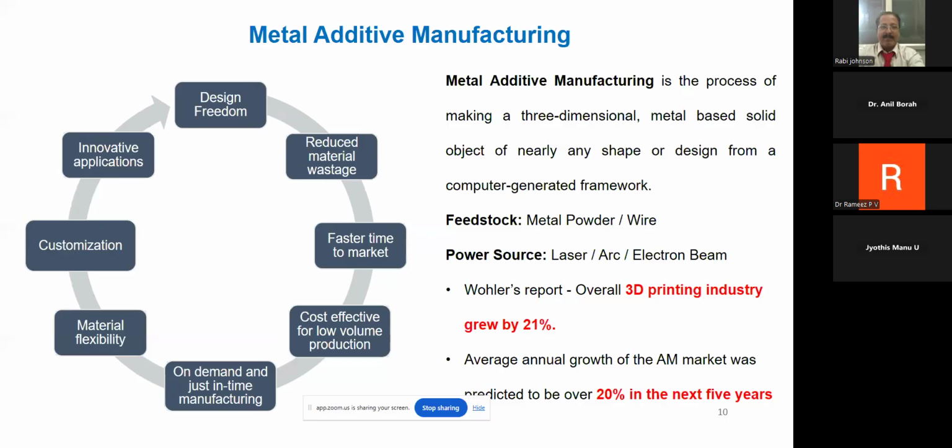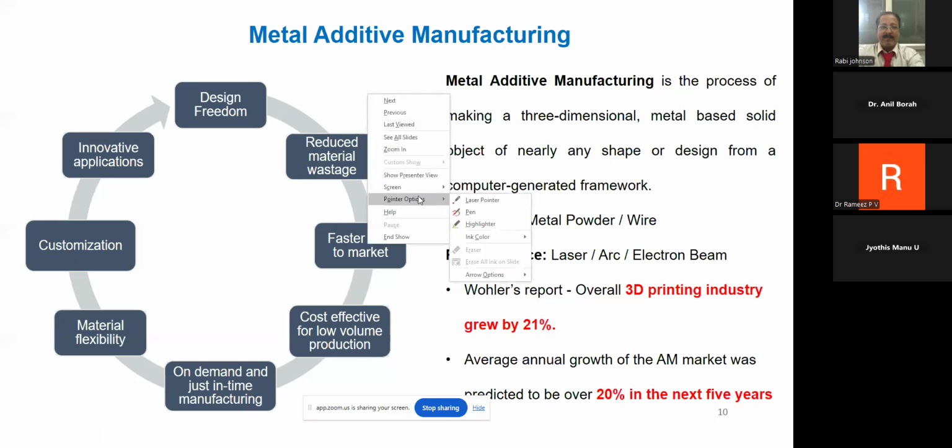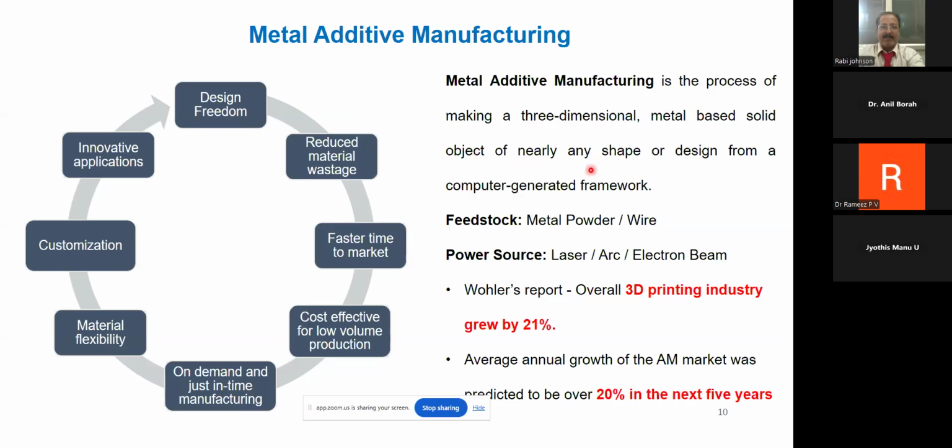So metal additive manufacturing is a process of making a three-dimensional metal-based solid object of nearly any shape or design from the computer-generated framework, right? It is nothing but making a metal component. We call that metal additive manufacturing. Normally, the feedstock material, the raw material, will be in powder form most of the time. Sometimes you can use wire form also. And the power source used in the metal additive machine is for melting the material.